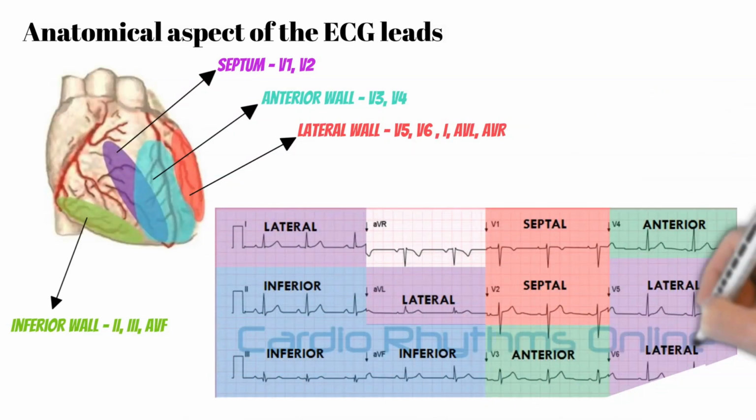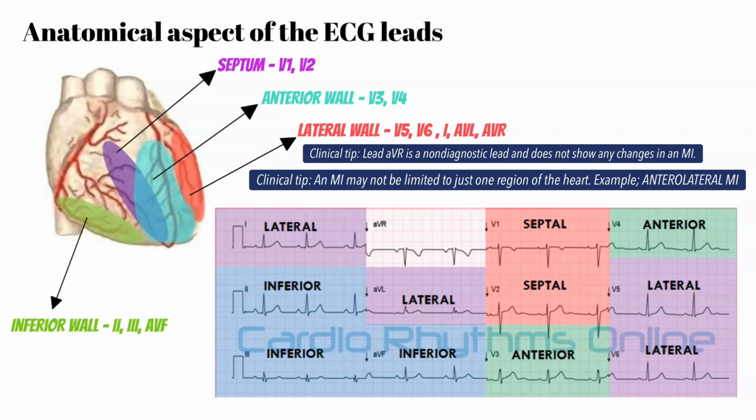So here is the summary illustration of the anatomical aspect on an ECG. As you can see, leads 1, AVL, V5, and V6 represent the lateral wall of the heart. Leads 2, 3, and AVF represent the inferior wall of the heart. Leads V1 and V2 represent the septal area of the heart, and leads V3 and V4 the anterior wall of the heart.